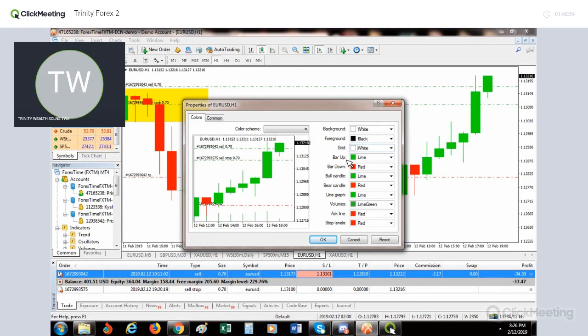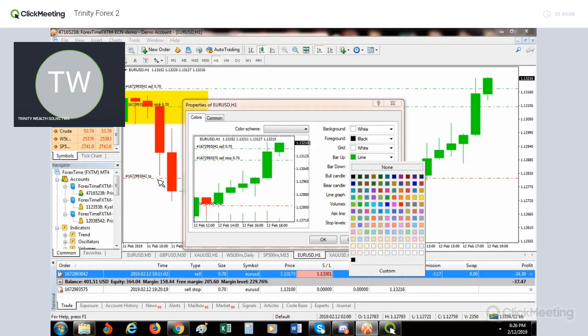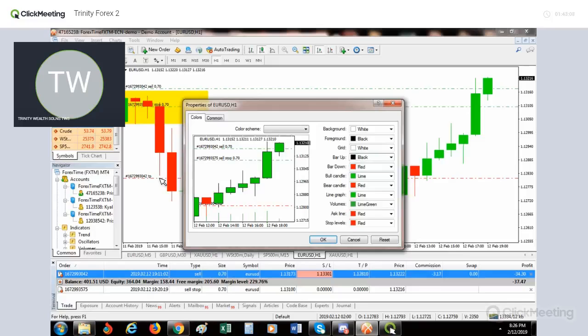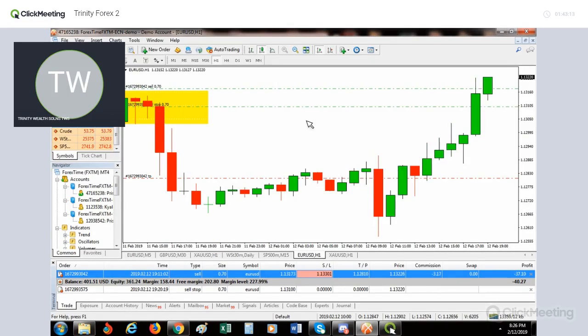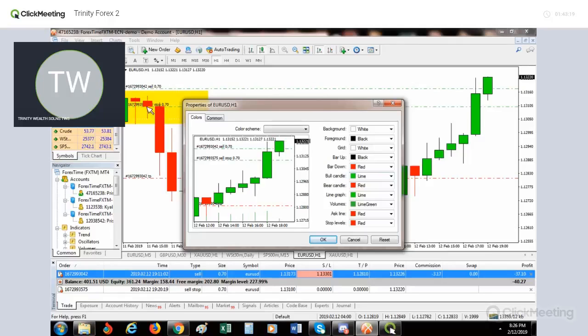Then we have the bar up. That means the lining on the bar which is going up, the lining on our bullish candlesticks. For now, I put the same color as the body of the candlestick, which is the line. But you can always change. You can say, I want to outline it with black. And that's how it will look, with the black lining on the outside, okay?